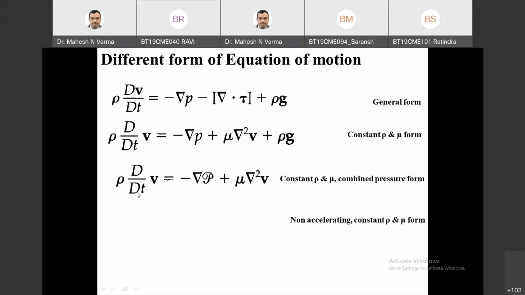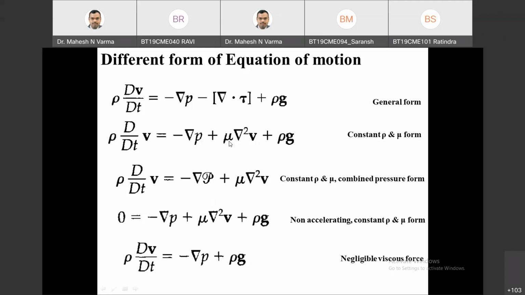If acceleration is 0, this will be equal to 0, with constant density and viscosity. So this is the equation we will get. This will be equal to 0 for non-accelerating flow. Then negligible viscous forces: sometimes the viscosity of the fluid is very, very low, so this term will be negligible. The contribution of this term will be negligible, so we can get this.